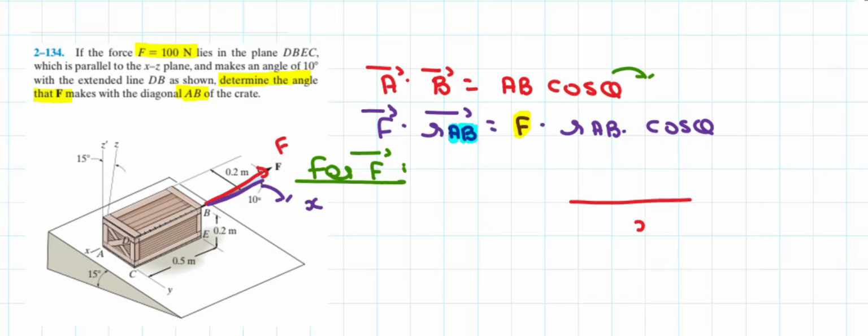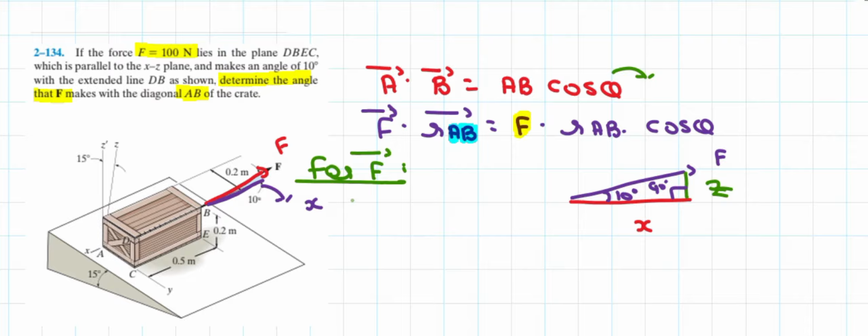This is our x-axis, and this is our force F, which makes an angle of 10 degrees with the x-axis. This is our z-axis, because it is vertical height, and this is a 90-degree angle. So again, this is our triangle, and we apply the sine theta and cos theta functions here to find the values of Fx and Fz.